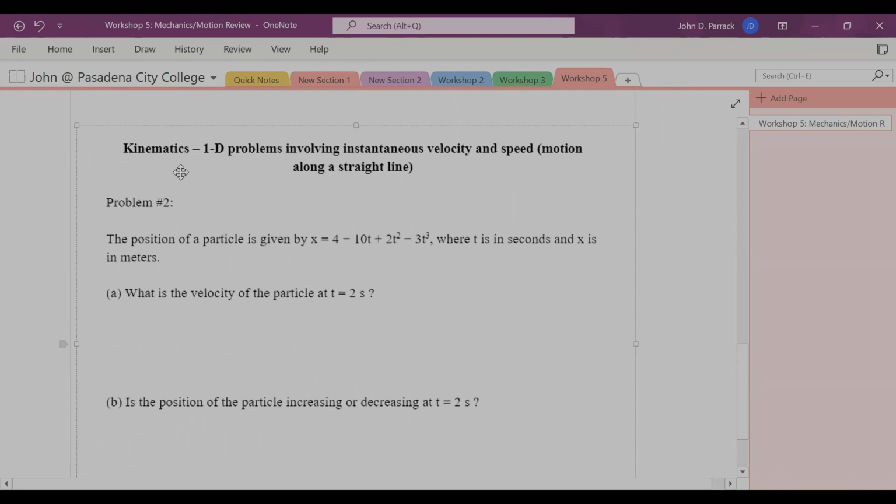All right. So this is more one-dimensional motion problems. This one is involving instantaneous velocity and speed, different concepts. Categorize our problems and make it easier to solve them.